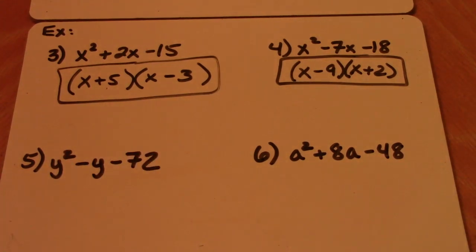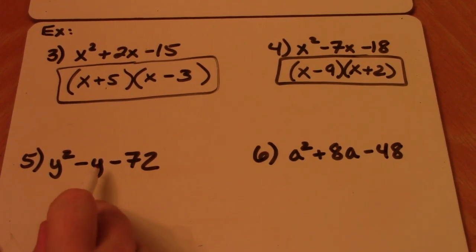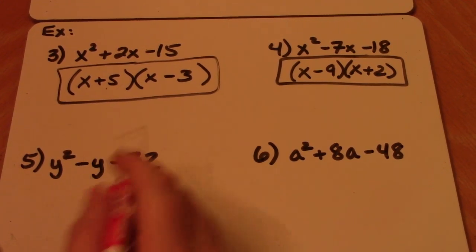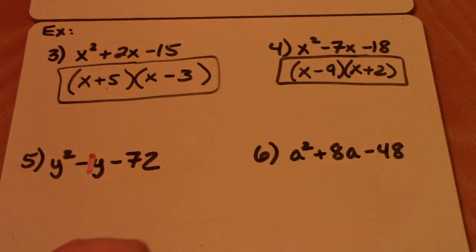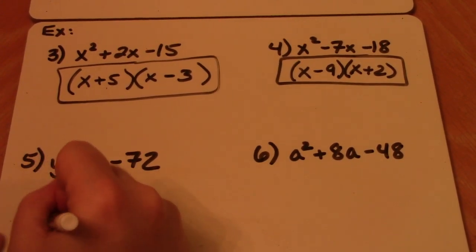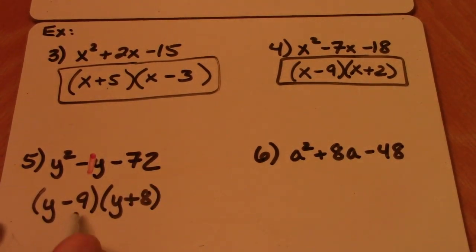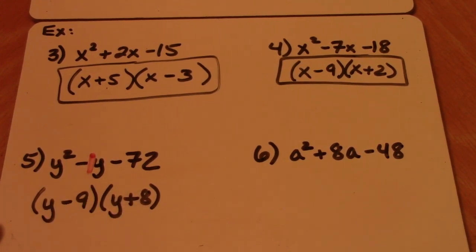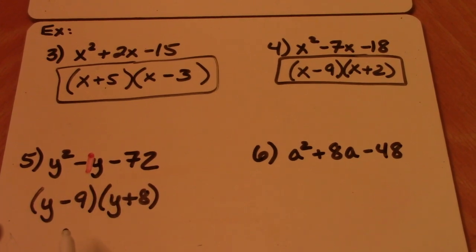On this next one, this is one of the ways they can try to make this harder. You have to think to yourself, okay, I know they need to multiply to negative 72, but what do they need to add to? There's no number here. Well, that would be a 1. So we need numbers that multiply to negative 72 and add to negative 1. That would be negative 9 and positive 8. Negative 9 times positive 8 is negative 72. Negative 9 plus 8 is negative 1. Again, you'll also notice I'm using a y here because the variable in the problem is y.